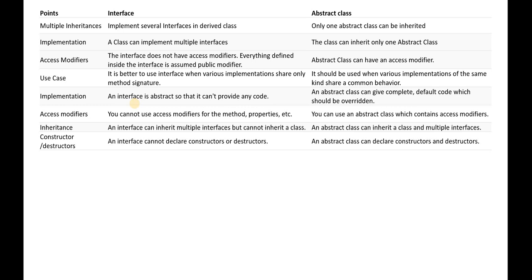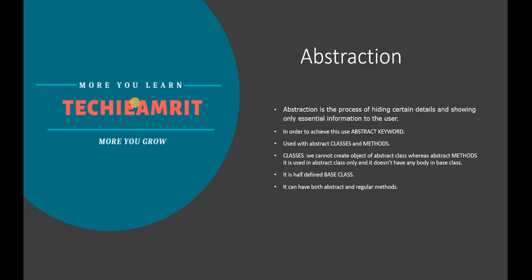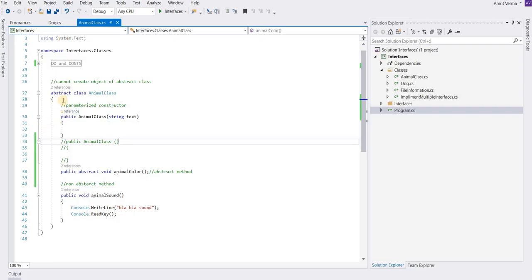Again, this is the most important feature: an interface cannot declare any sort of constructor or destructor, but we have this option in our abstract class, as I have shown you in my practical demo, where you can give a parameterized constructor to the animal class.